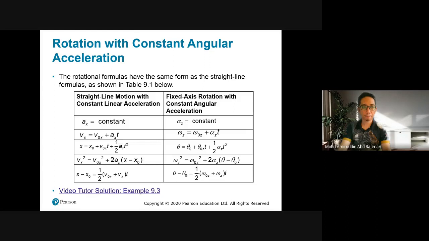Okay, and then we also have x. In the linear case, x equals x naught plus v naught x t plus half ax t squared. Now we replace x with theta, which is the angle. Before, it was the displacement or distance; now we use the angle. So theta equals theta naught plus omega naught z t plus half alpha z t squared.